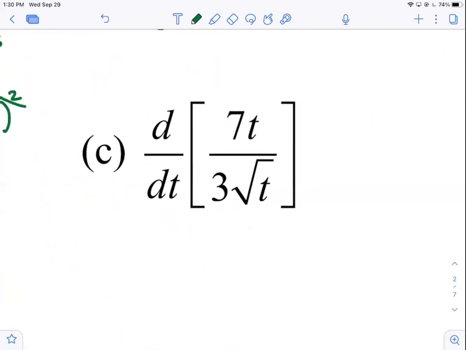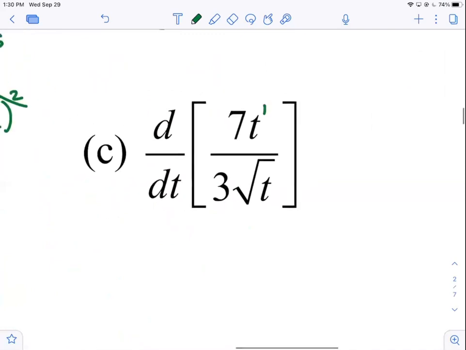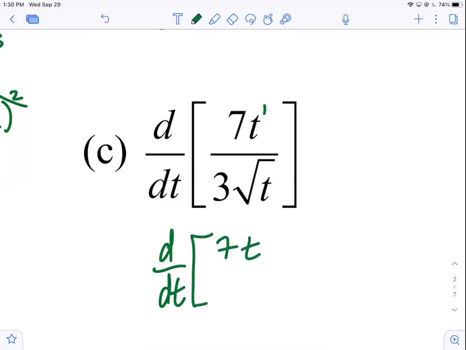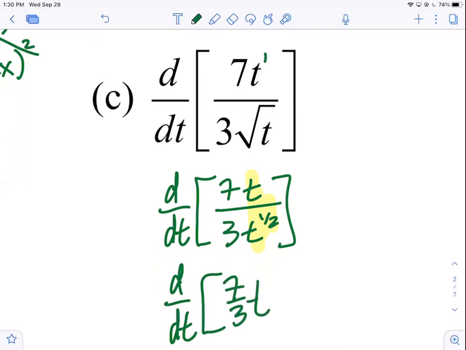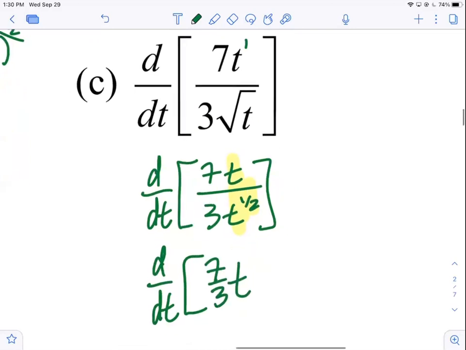Hey, this one is with respect to T. I have two T's, don't I? So rewrite the instructions. That's going to be, if you want to do it in slow motion here, right? You got 3t to the 1/2. You need to be able to combine your exponents, right? So when you're subtracting and the bases are the same, you do subtract them. So we're going to get 7/3 times t off to the side, which is really the numerator. 1 minus 1/2 is 1/2.